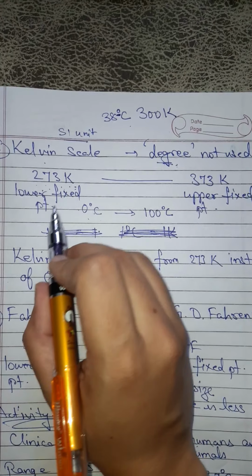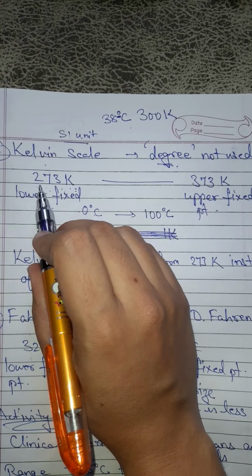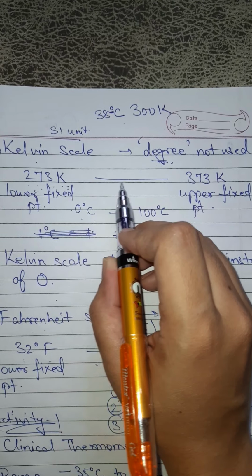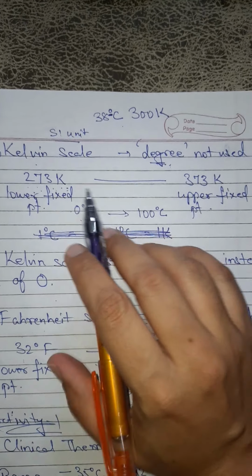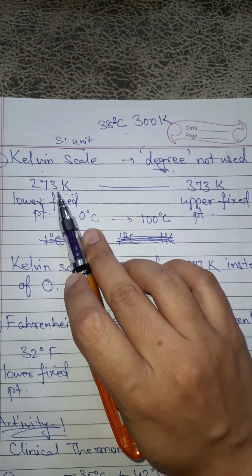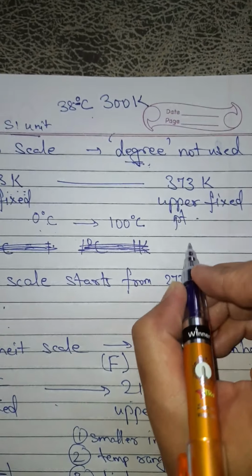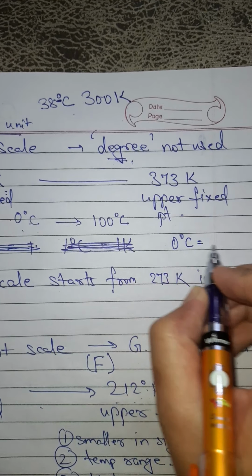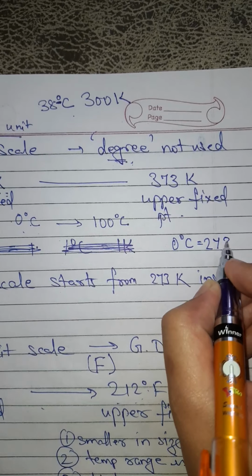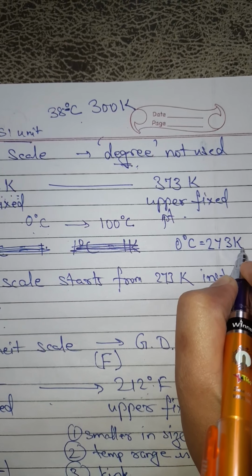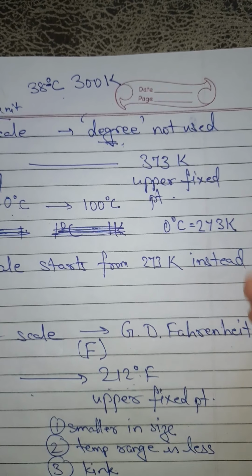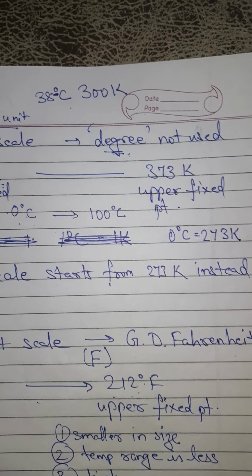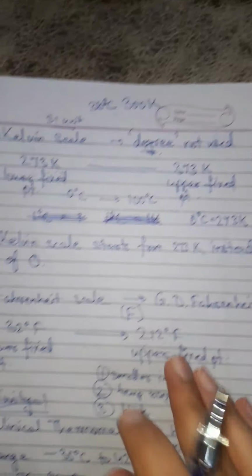In the Kelvin scale, the lower fixed point is 273 Kelvin and the upper fixed point is 373 Kelvin. Here we do not have the scale starting from 0. So 0 degrees Celsius is equal basically to 273 Kelvins. Now the Kelvin scale also moves up by 1 degree or 1 count like the Celsius scale.